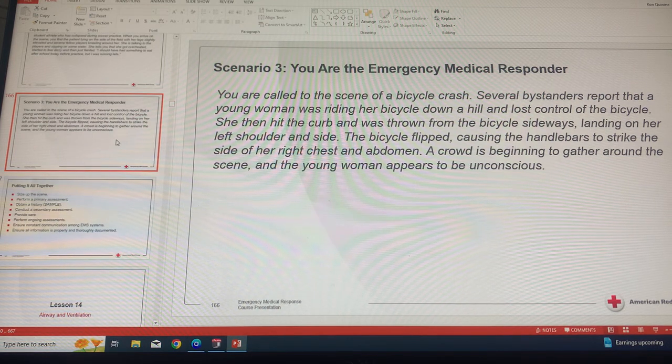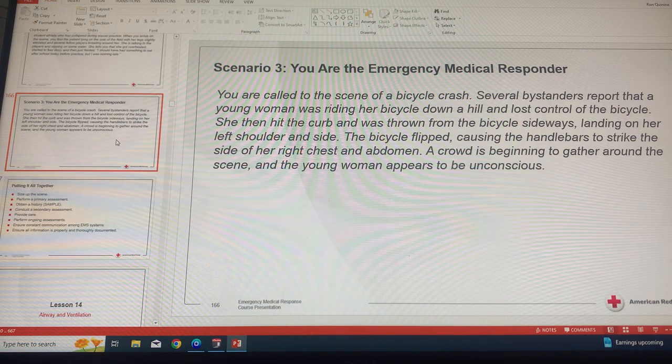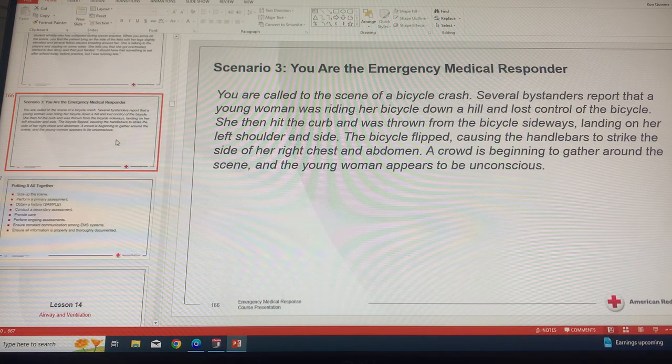Okay, the third scenario here, you are the emergency medical responder. You are called to the scene of a bicycle crash. Several bystanders report that a young woman was riding her bicycle down a hill and lost control of the bicycle. She then hit the curb and was thrown from the bicycle sideways, landing on her left shoulder and side. The bicycle flipped, causing the handlebars to strike the side of her right chest and abdomen. A crowd is beginning to gather around the scene, and the young woman appears to be unconscious.